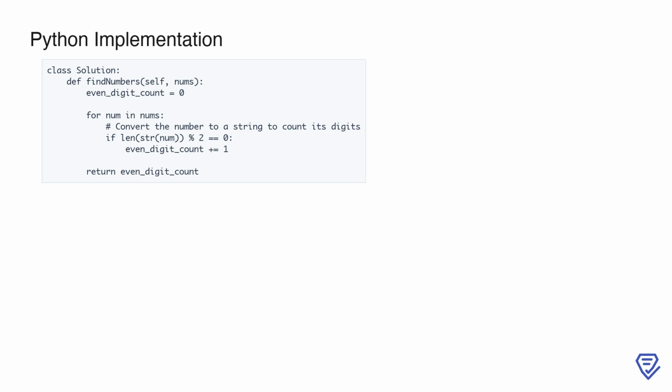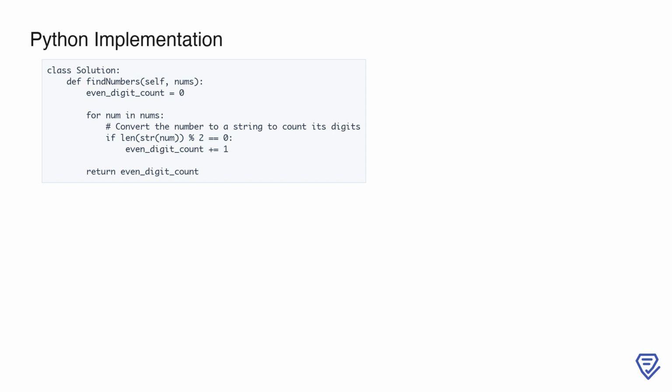3. Variable initialization. We initialize a variable even_digit_count to 0. This variable will keep track of the count of numbers that have an even number of digits. For iterating through the list, using a for loop, we iterate through each number in the list nums.